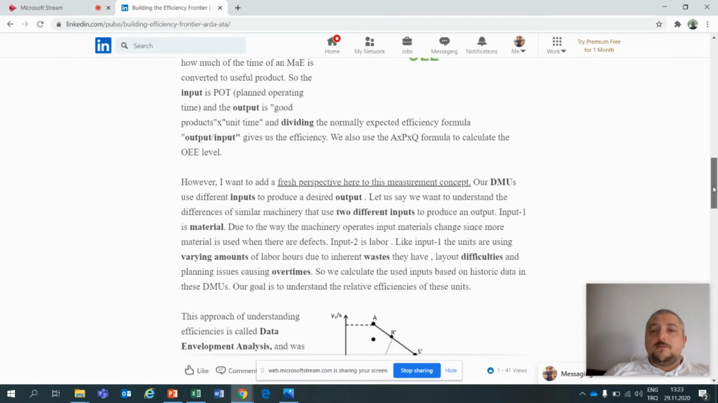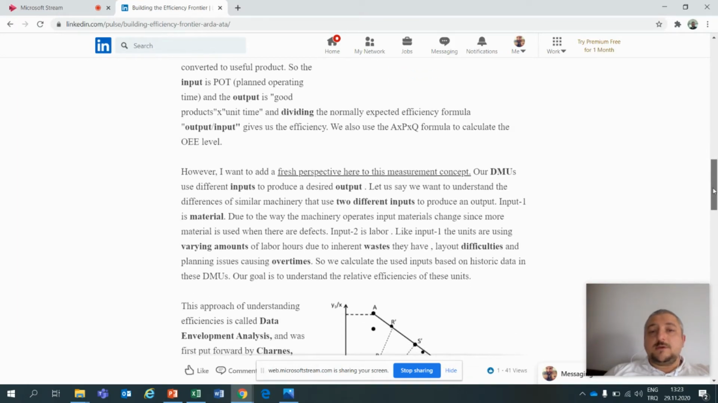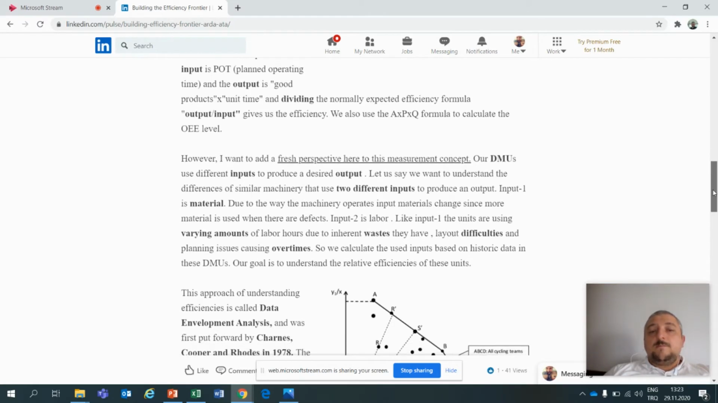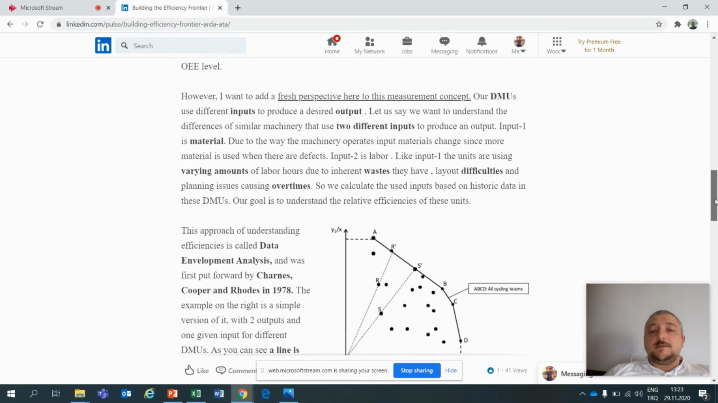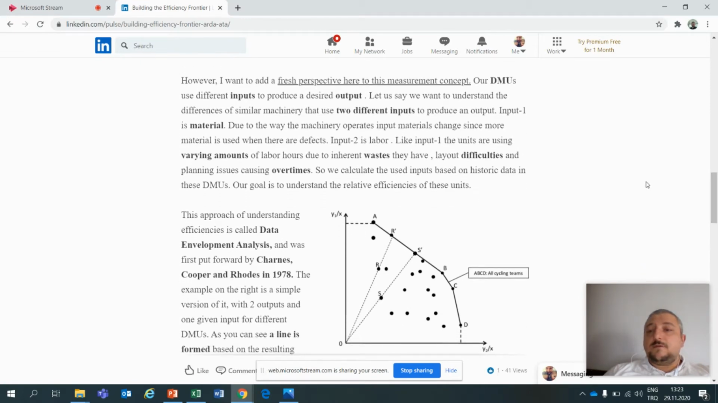So here comes a different perspective, which is the goal of this article. We have this data envelopment analysis. It is actually not a new technique. It was first introduced in 1978 by Charnes, Cooper, and Rhodes, these three great mathematicians. Basically, it tries to understand the relative efficiencies of different DMUs in accordance with their own efficiency frontier. Let me make that a little bit clearer.